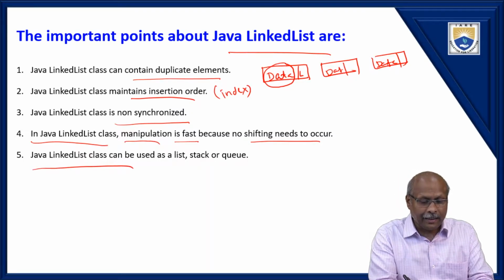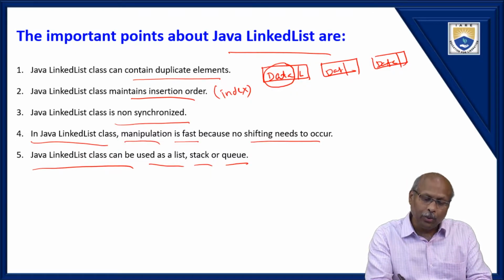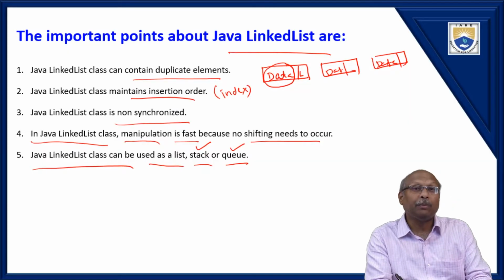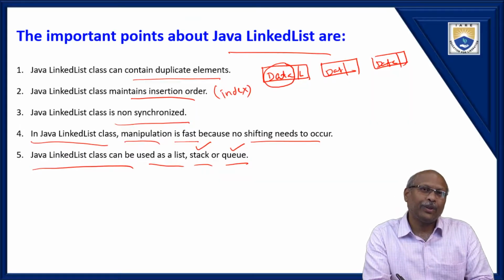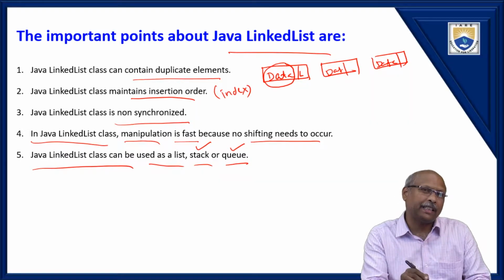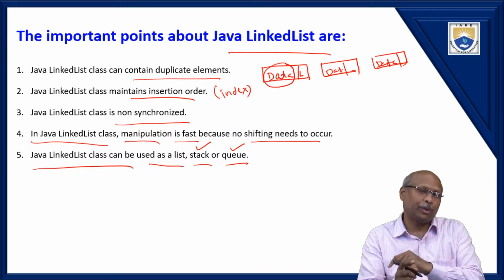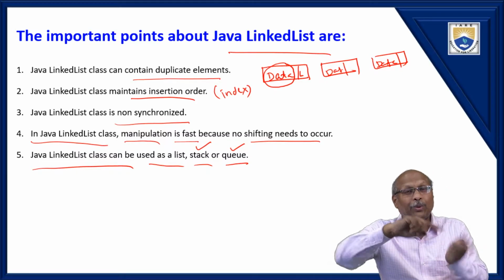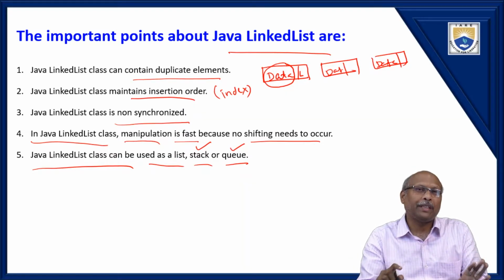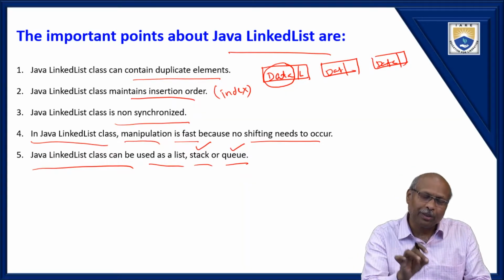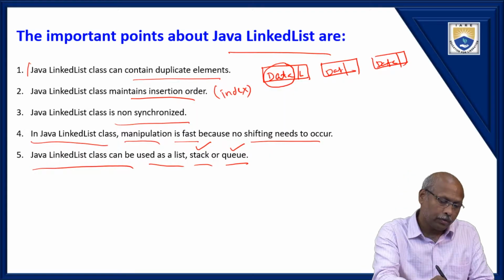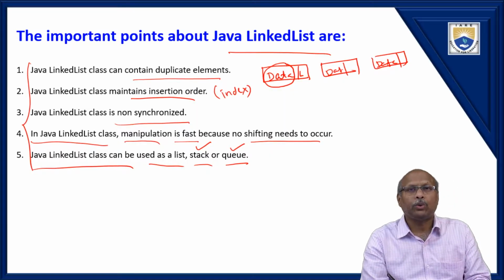Java linked list class can be used as a list, stack or queue. The linked list you can use as a stack as well as a queue. It is more flexible. It is also resizable. It can grow and shrink. So from a memory point of view, it is the best data structure. Similarly, whenever you want to swap two data, you can swap easily. You can transfer one node to another node by simply swapping the address. So it is also a more convenient data structure. These are the important points you should know.